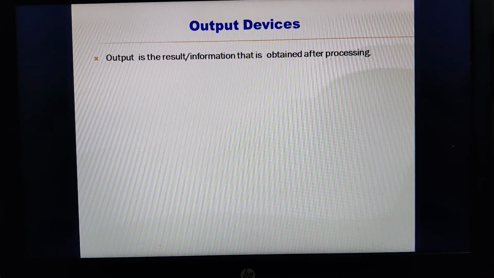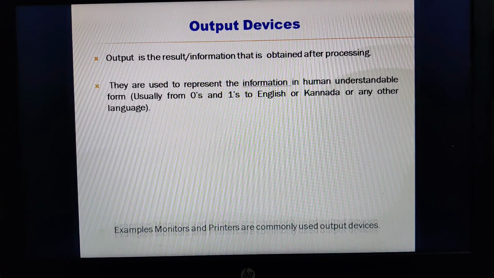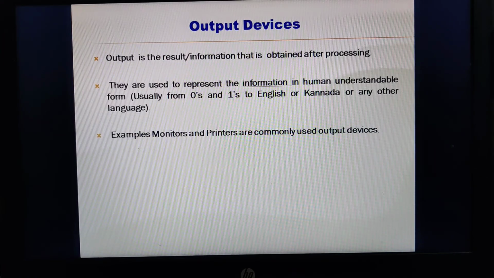So what is the functionality of the output devices? They are used to represent the information in a human understandable form from the machine understandable form. That means they will convert the machine understandable form to the human understandable form. Examples of output devices are monitors, printers, speakers. These are some of the commonly used output devices. Now let us begin with discussing the output device, that is the monitor.